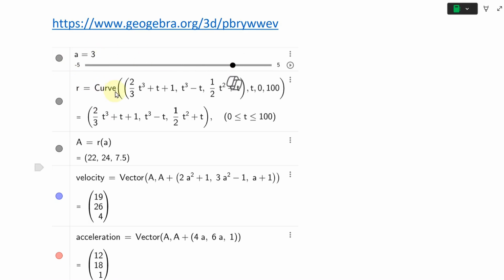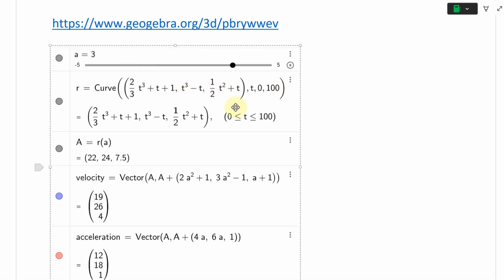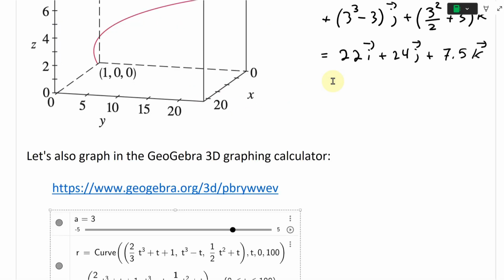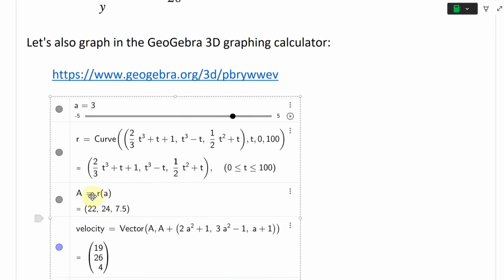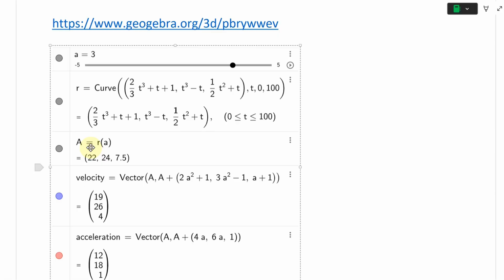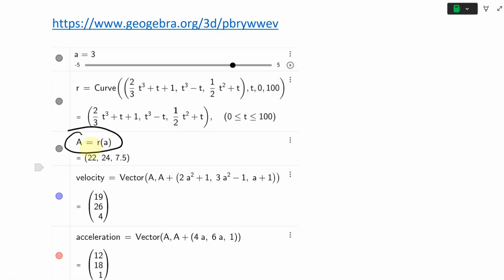And now we have the curve. This is going to be 2 over 3 t cubed plus t plus 1, and then t cubed minus t, and then there's this 1 half t squared plus t. And again, that's just this whole setup there. And then I have the t from 0 to 100 and so on. So now we have the starting point a. I just put a equals r of a.